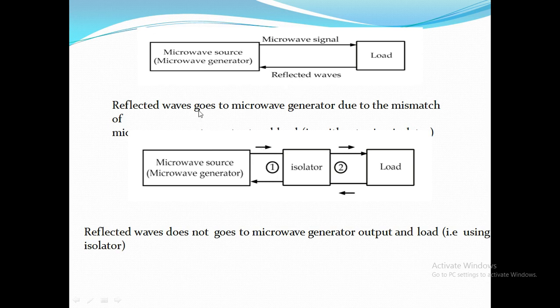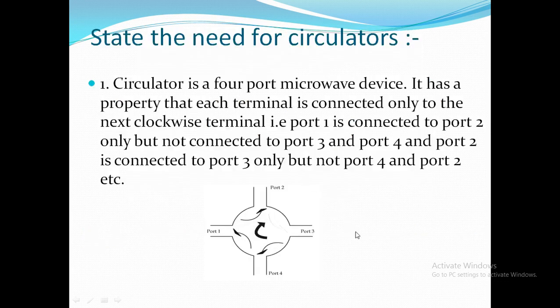So this is a reflected wave that goes to the microwave generator due to mismatch of the input and output. But here the reflected wave does not go to the microwave generator, because here we are using an isolator. Next, the need for the circulator. The circulator is a multi-port device in which the power is circulated from one port to another port only in one direction.